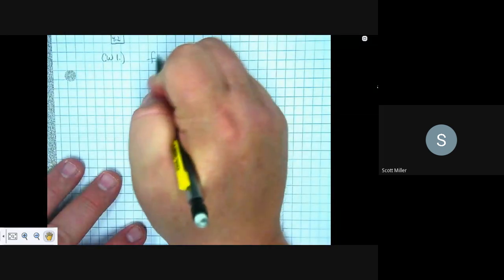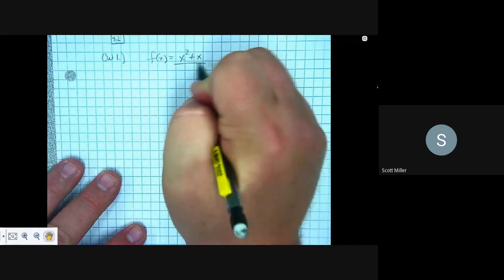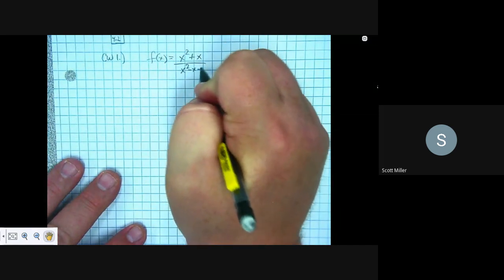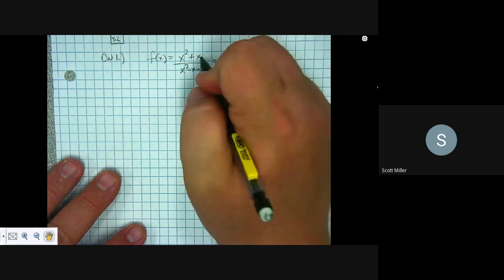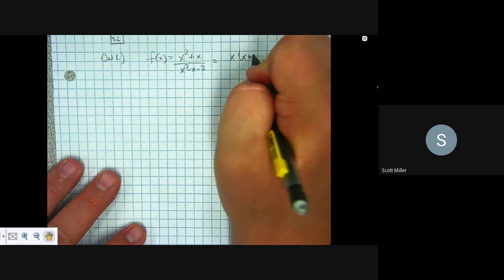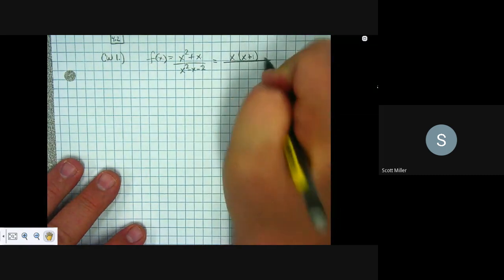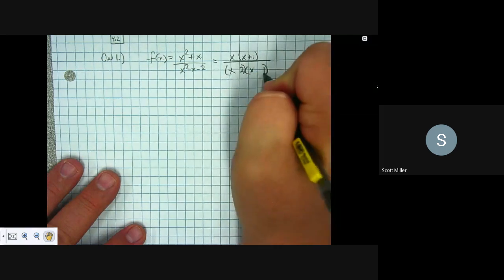So here's f of x. We'll have x squared plus x over x squared minus x minus 2. So our first step is to factor everything completely. The top has 2 terms, has a common factor of x. And this gives me x plus 1. So there's the top factor. The bottom can factor into x and 2 and 1. I need that to be minus and that to be plus.